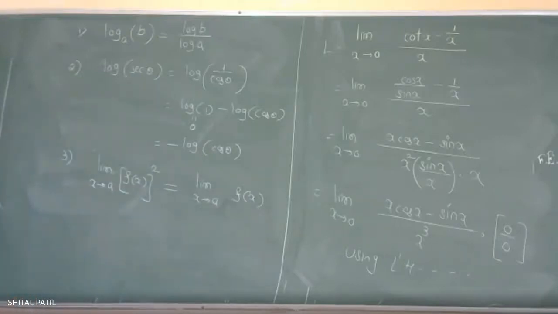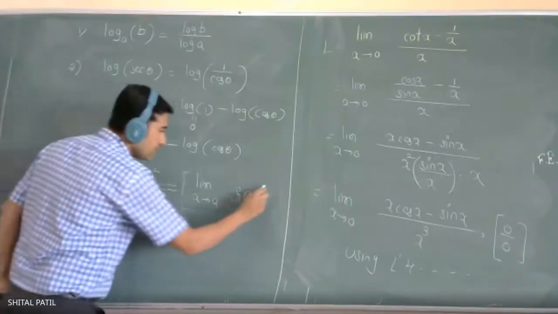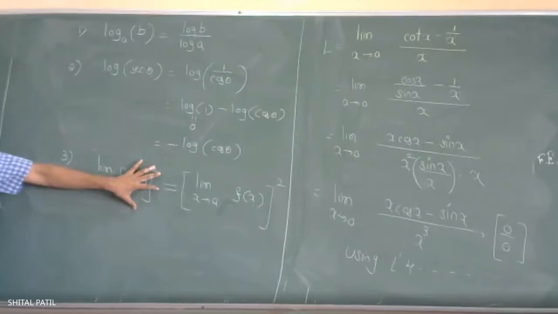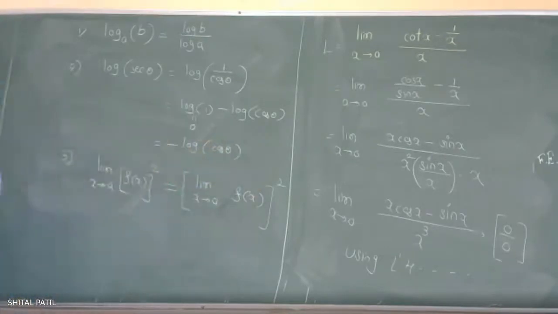Formula number 3. Limit of f of x whole square as x tends to a. Is it equal to the limit of f of x, or is one term remaining? One term is in fact remaining. What is that? Should we write 2 here? No. What should be done? Whether we find the limit of f of x square, or we find the limit of f of x and then square it, we will get the same answer. Understood? Write the third one. We'll use these 3 formulas to solve the next example.